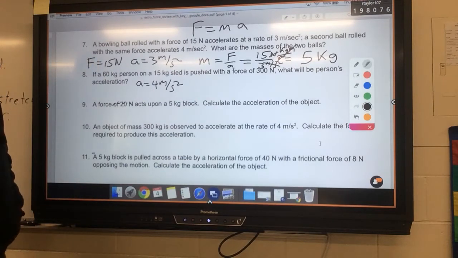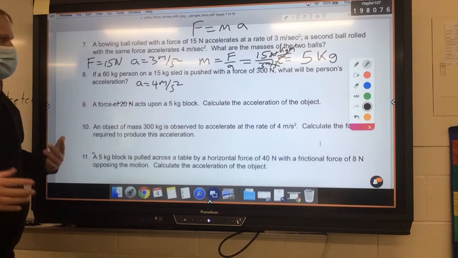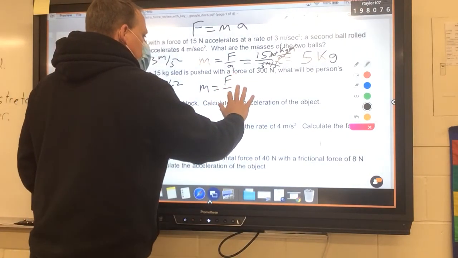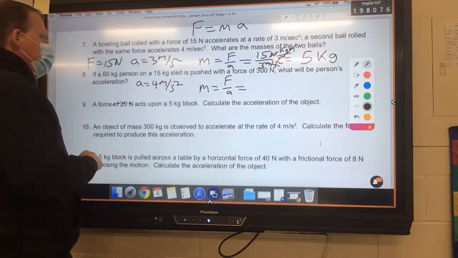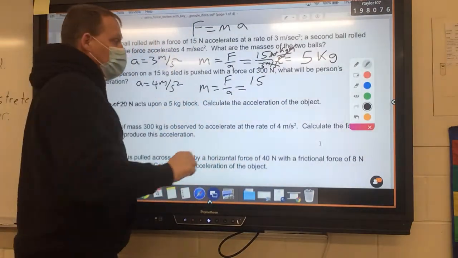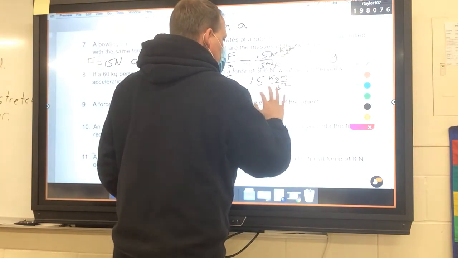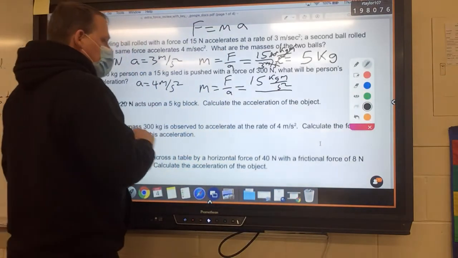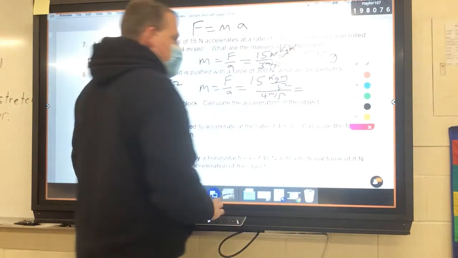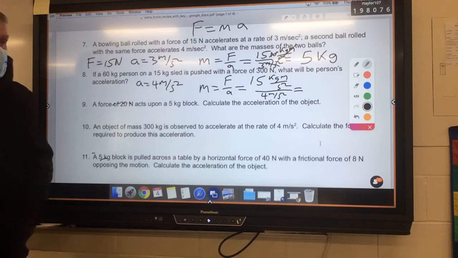Well, this next one rolled faster, so it must be lighter. So let's see if we can prove that. The mass is still F over a, but this time I'm going to use, again, my 15 newtons, but instead of writing newtons, I'm going to write kilogram meter per second squared. I'm going to divide that by an acceleration of 4 meters per second squared. And now I've got 15 divided by 4.